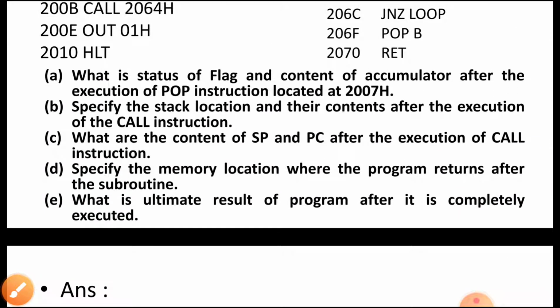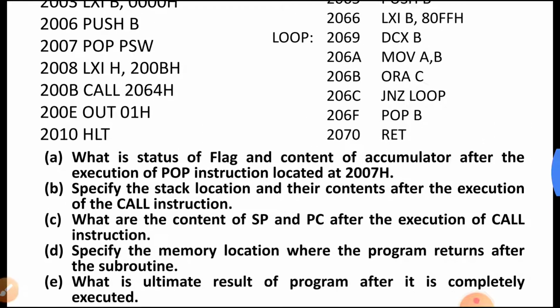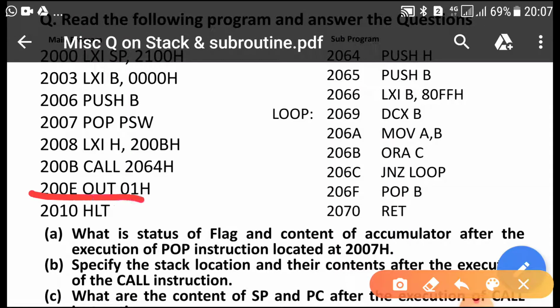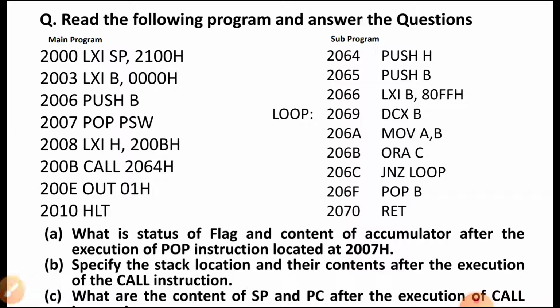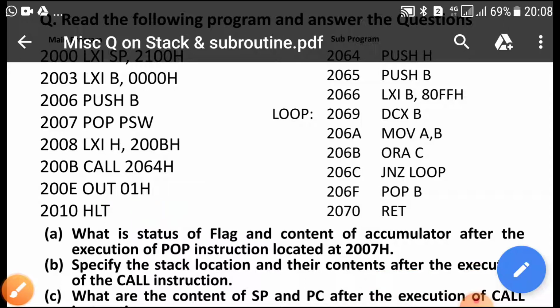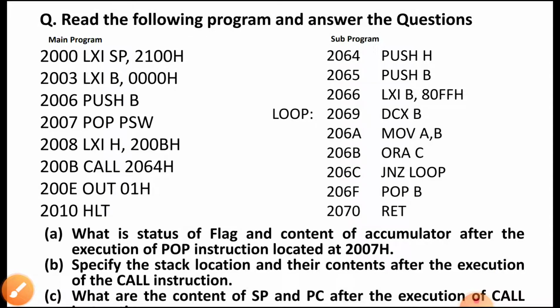Next question is, what is the ultimate result of the program after it is completely executed? The complete result of the program can be obtained with the instruction written at 200E, that is OUT 01. The property of this OUT instruction is to copy the content of the accumulator to the output device whose port address is defined as 01. So at that output device the accumulator content will be copied or displayed. We have to find the final result, which will be obtained in the form of the content of the accumulator.